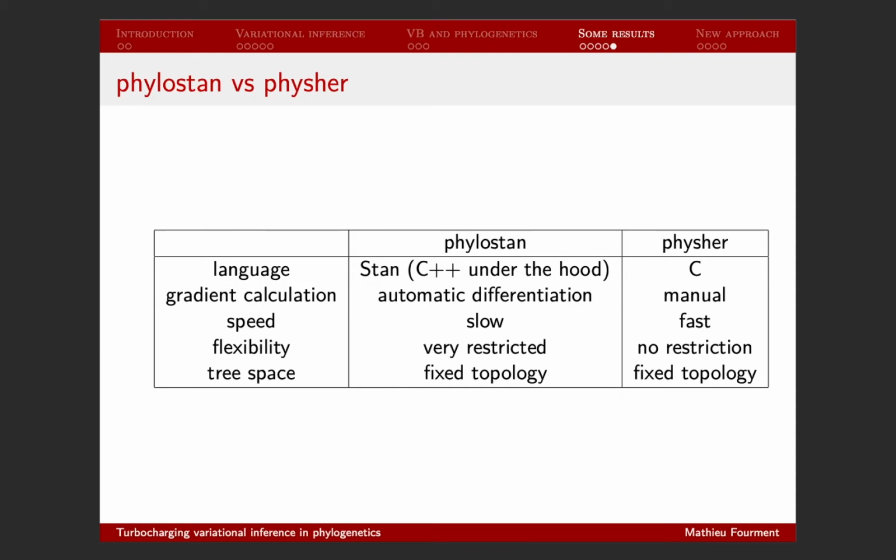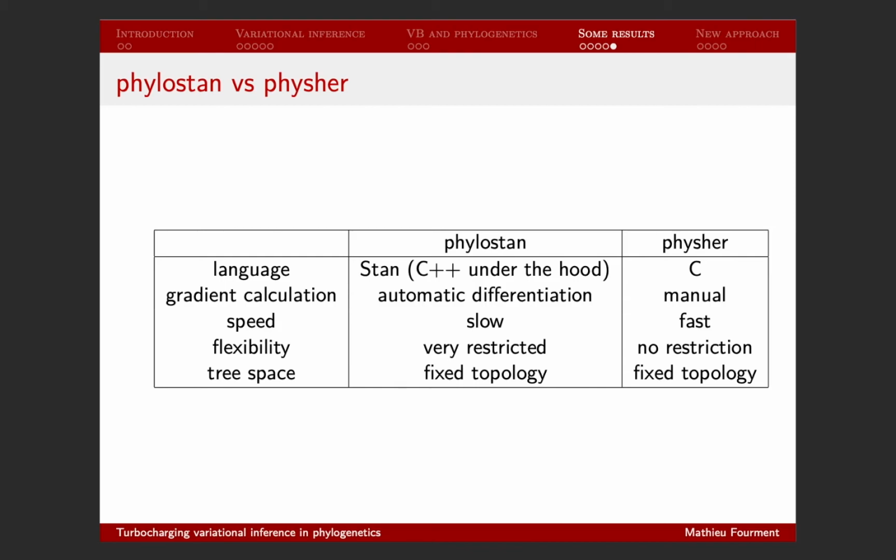So how do phylostan and physher compare? Language: phylostan is using Stan, a nice language. It's C++ under the hood, so it's not that slow. Physher is just written in C. The gradient calculation, that's very important in variational inference. In Stan, it's using automatic differentiation. So you just need to write the tree likelihood once, for example, and it's going to give you the gradient automatically. In physher, like I said, everything is painful. I have to write everything by hand.